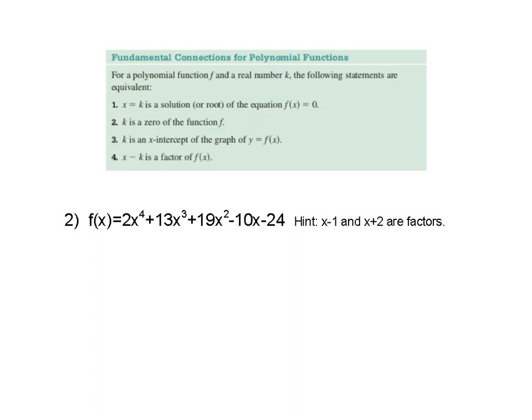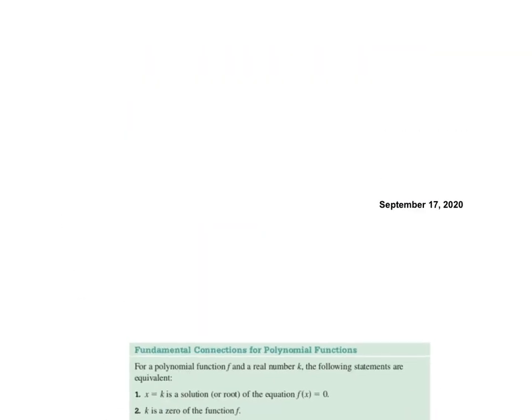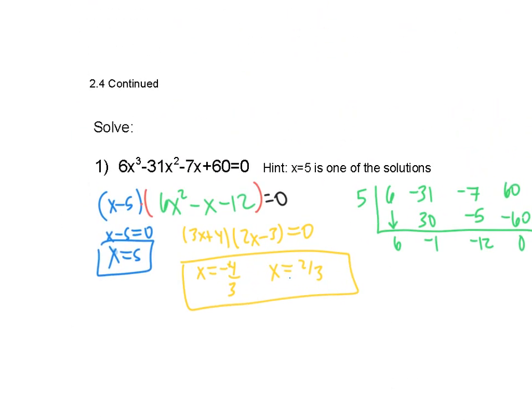Saying 5 is a 0 of a function is the same thing as saying that x equals 5 is a solution, which is also the same thing as saying k is an intercept. So like 5 is an x-intercept of the graph, which is also the same thing as saying x minus k is a factor, x minus 5 is a factor. So on that previous problem that we were doing, I could say that x equals 5 is a solution to this equation.